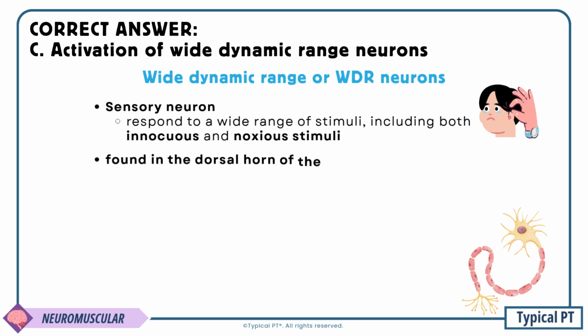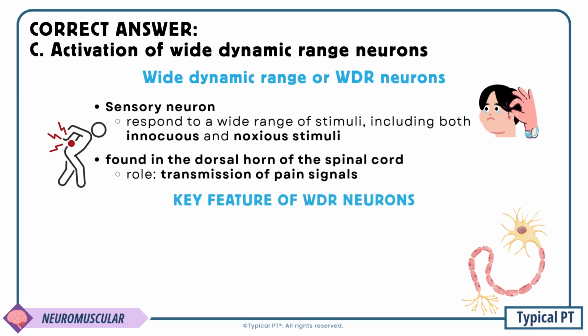These neurons are found in the dorsal horn of the spinal cord, and they play an important role in the transmission of pain signals. A key feature of WDR neurons is that while they can detect pain sensations, they cannot determine the exact location of the pain.